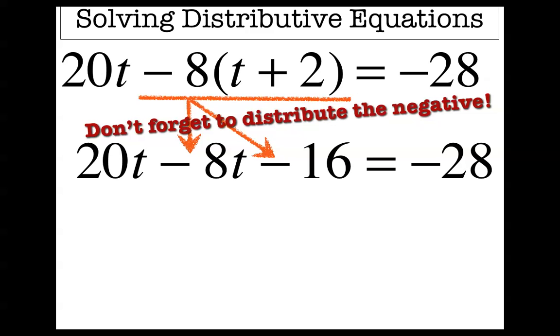I think you can probably see where that negative came from, but if you don't, take a second, pause, and look and make sure you see where those minuses are coming from. Okay, notice, did the 20t in the front change? No. Did the negative 28 all the way over there on the right change? No. All we did was take that distributive chunk in the middle and distribute it.